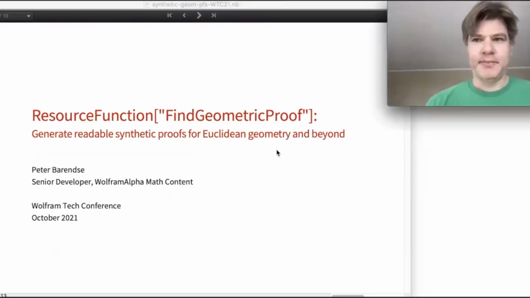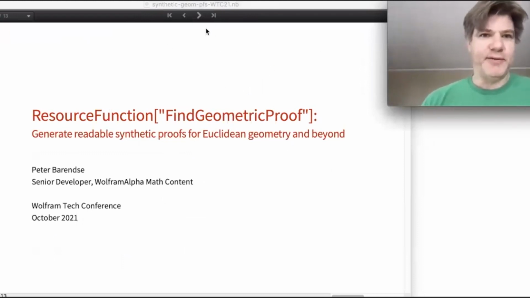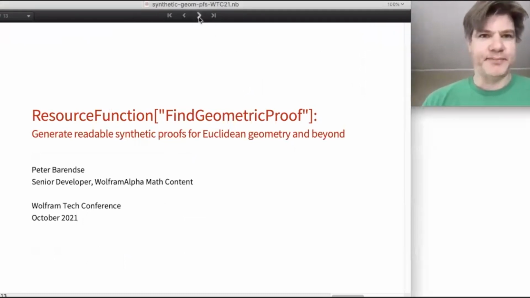Thank you. Hi, my name is Peter Behrens, and I'll be talking about the function FindGeometricProof, which is soon to be released as a resource function, which finds synthetic proofs for geometry in our new geometric scene language that can be understood even by 9th grade geometry students.